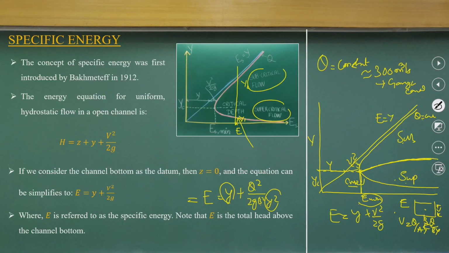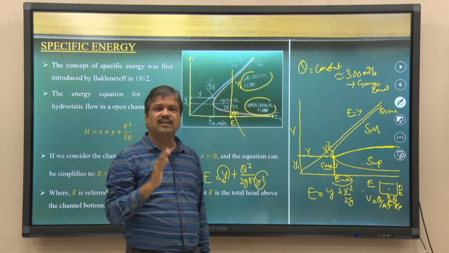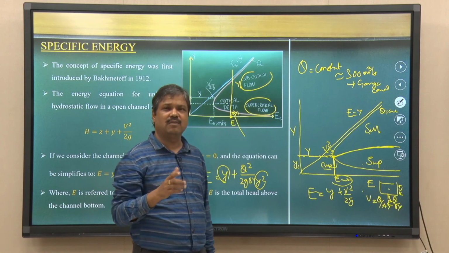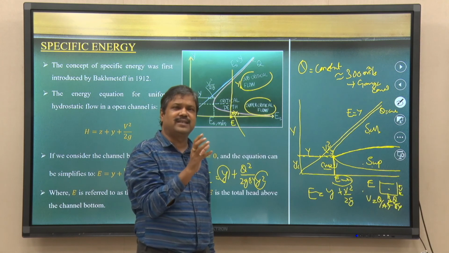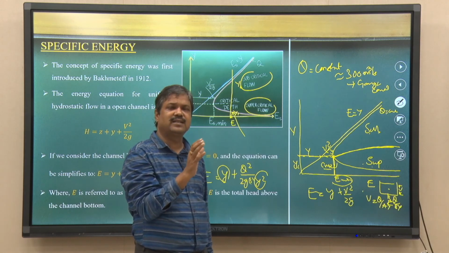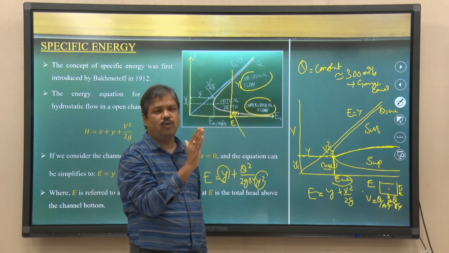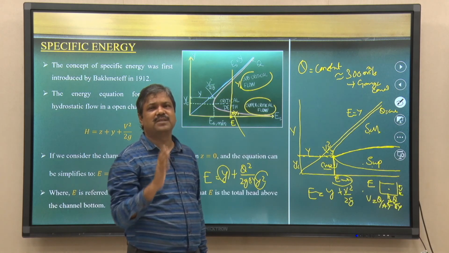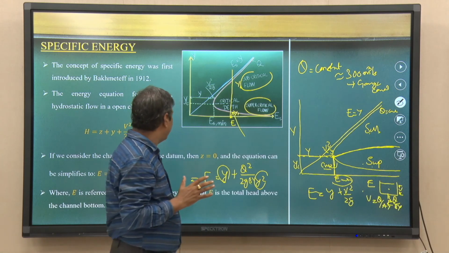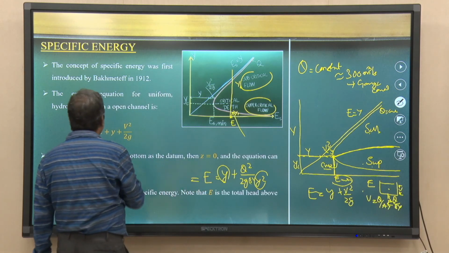flow. So, you can understand by drawing this specific energy curve the pattern of this curve, and how, for a particular constant discharge, the variations occur between flow depth and the specific energy. That is the way we try to look at it.